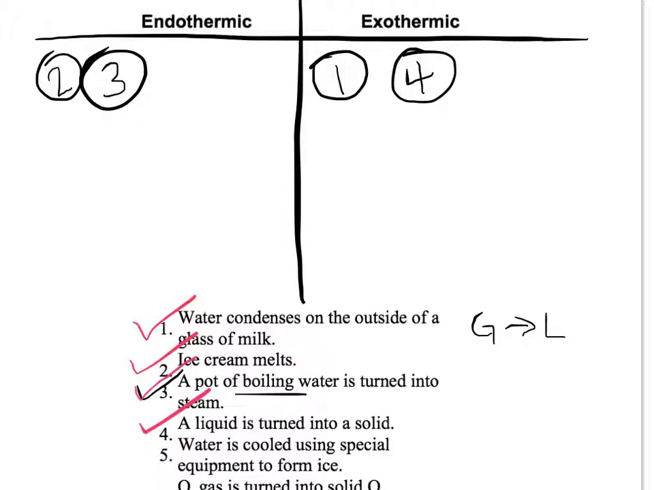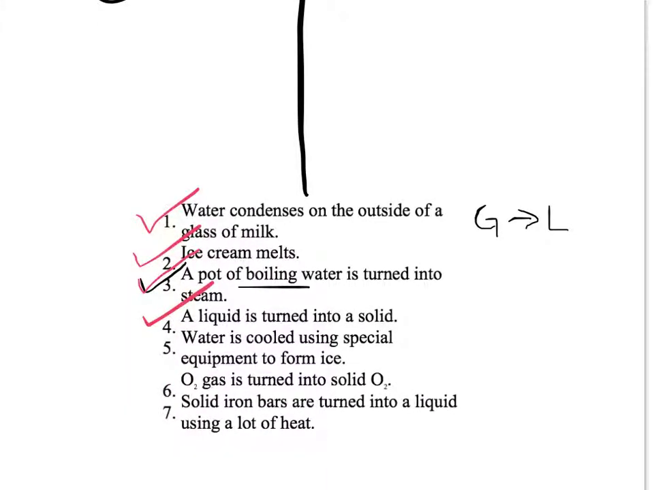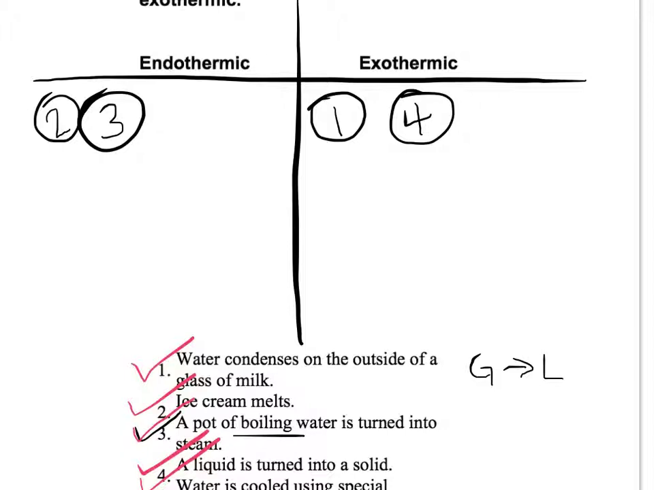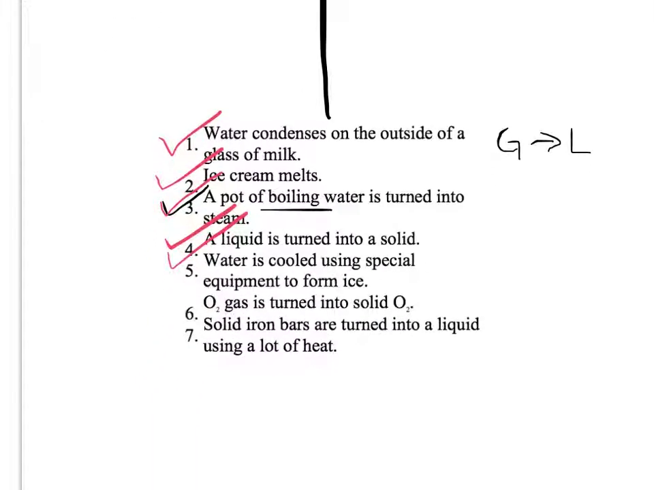Okay, number 5. Water is cooled using special equipment to form ice. Well, anytime water is cooled, you are removing heat. If you're removing heat, heat is a product. It's coming out of the reaction, so it's exothermic.